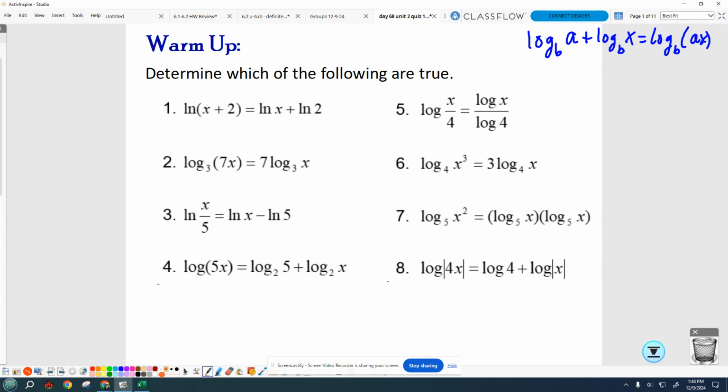Addition across logs of like base is multiply. Subtraction across logs of like base becomes division. And then there's that coefficient one.